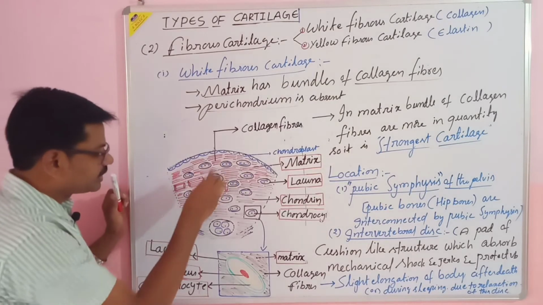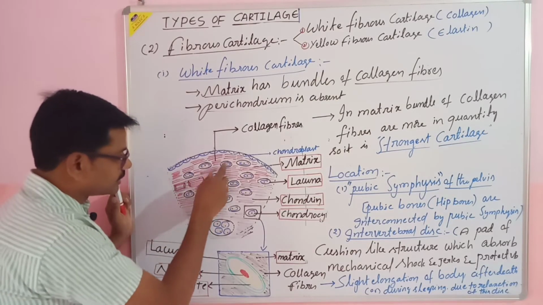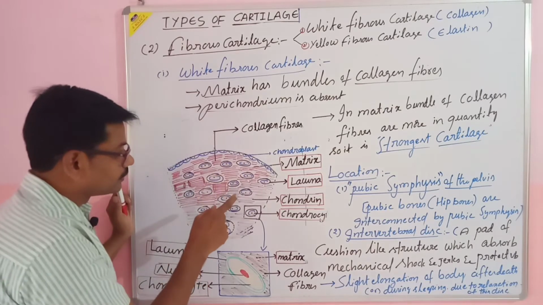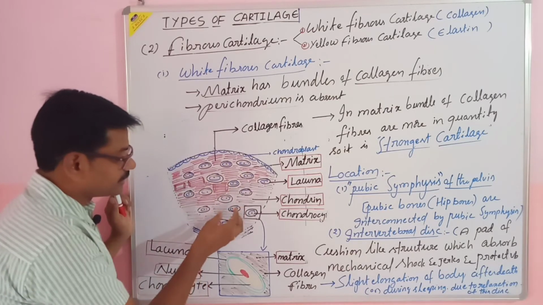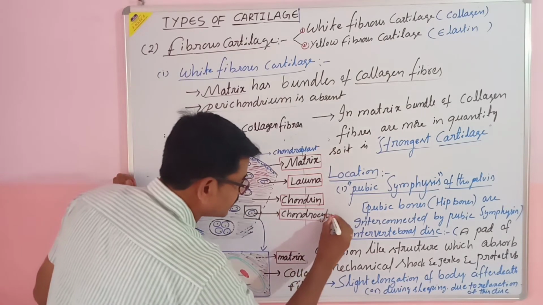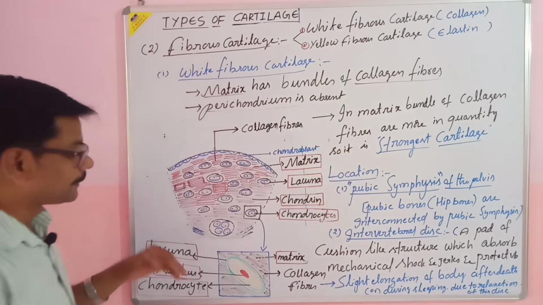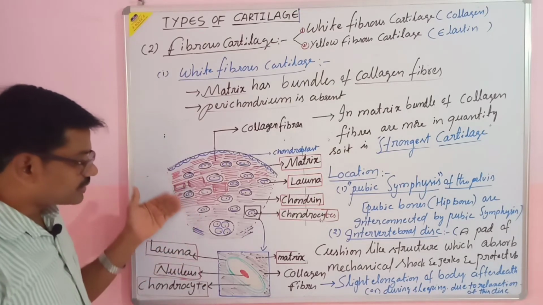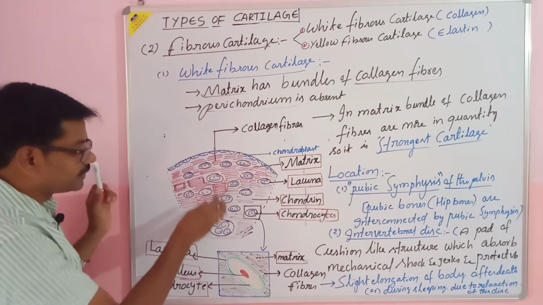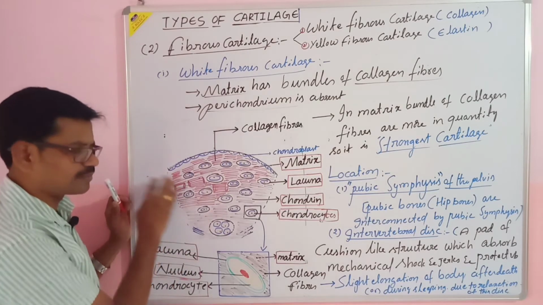Then in between the fibers and matrix, cells are present. The cells which are inactive and cannot form new cells, we call chondrocytes. These chondrocytes are mature inactive cells. When chondroblasts become chondrocytes, they are surrounded by fluid-filled spaces called lacunae. This is a common character.